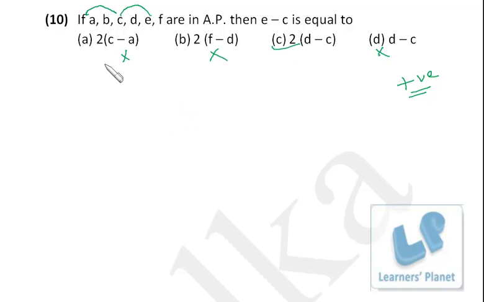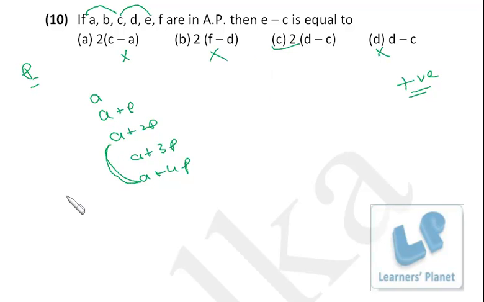Or what you can do is assume the common difference to be P. So A, then B will be A plus P, C is A plus 2P, then A plus 3P and A plus 4P. Now E minus C is what? 2P. And D minus C is what? P. So if it is doubled, it will be 2P, same as this. So any way you can go.